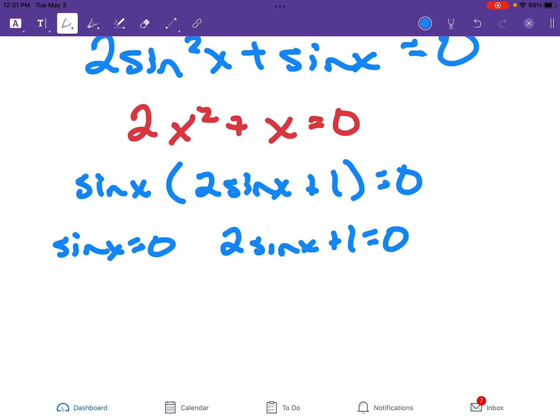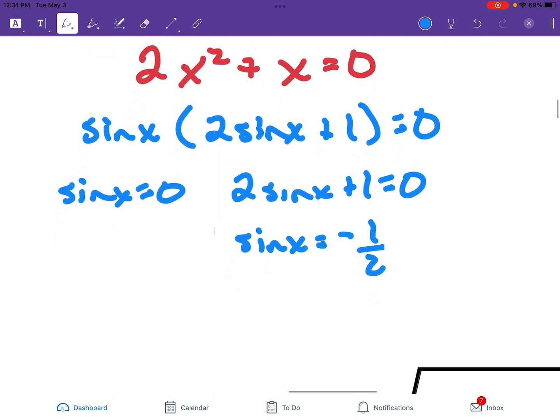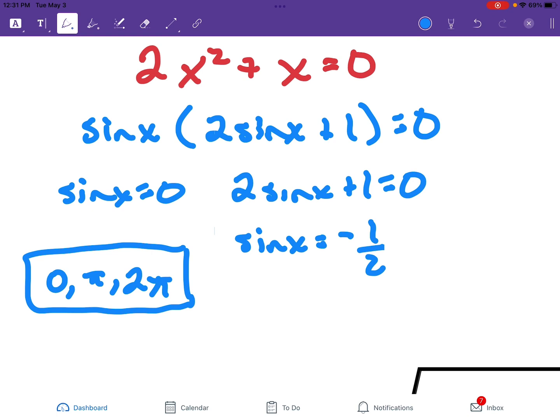The first one's already solved because sine of x equals 0, so that one's done. For the second one, we subtract 1 and divide by 2, so sine of x equals negative 1 over 2. Now that we have them both solved for sine, we find the values on the unit circle. Where does sine equal 0? It's in 3 spots: 0, pi, and one people always forget, 2 pi. 0 and 2 pi occupy the same spot, but they're both included.